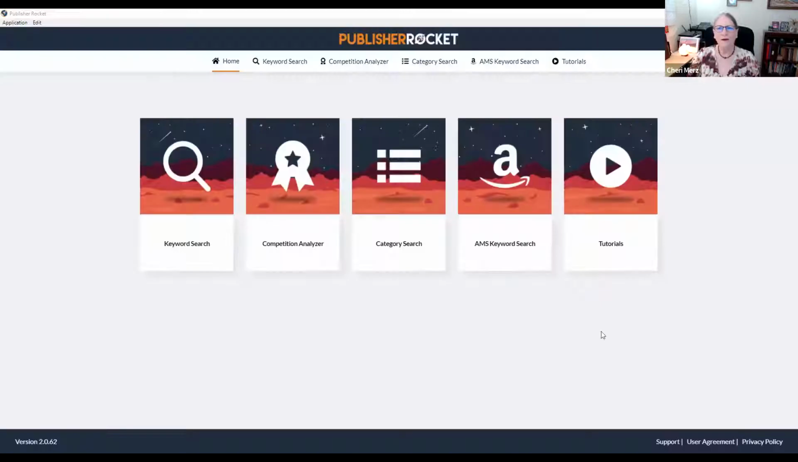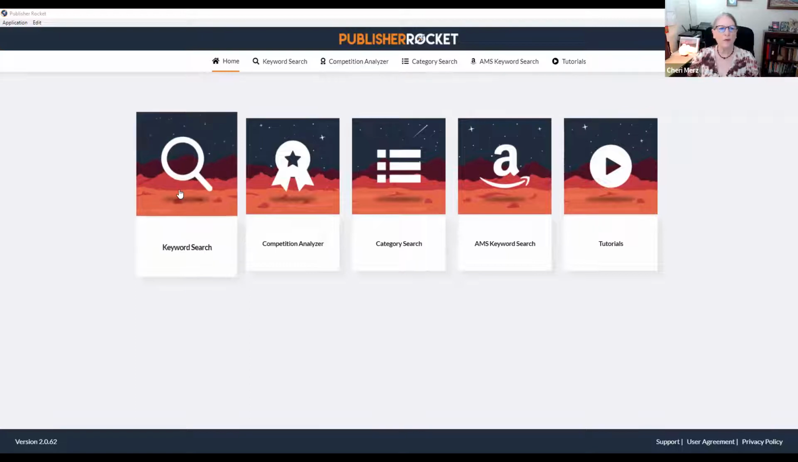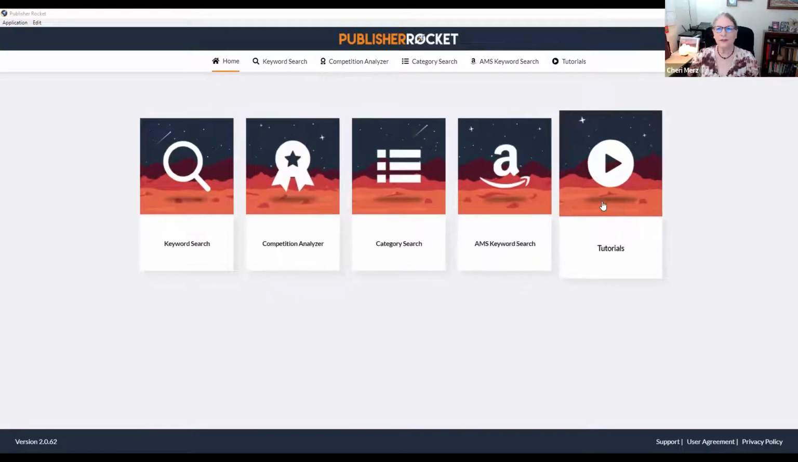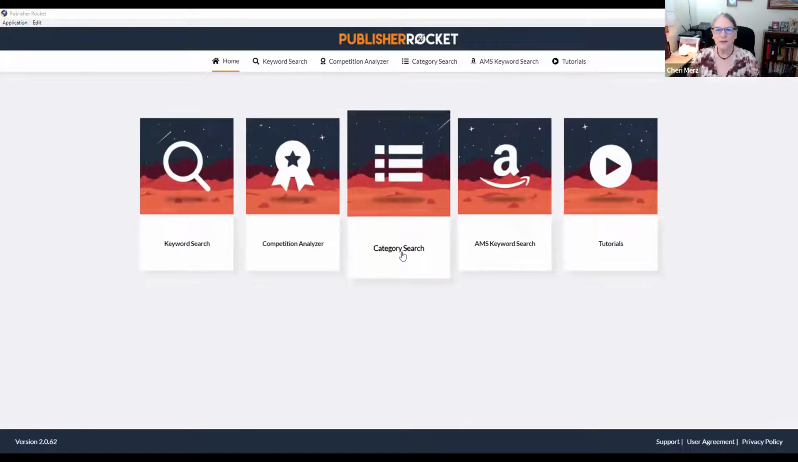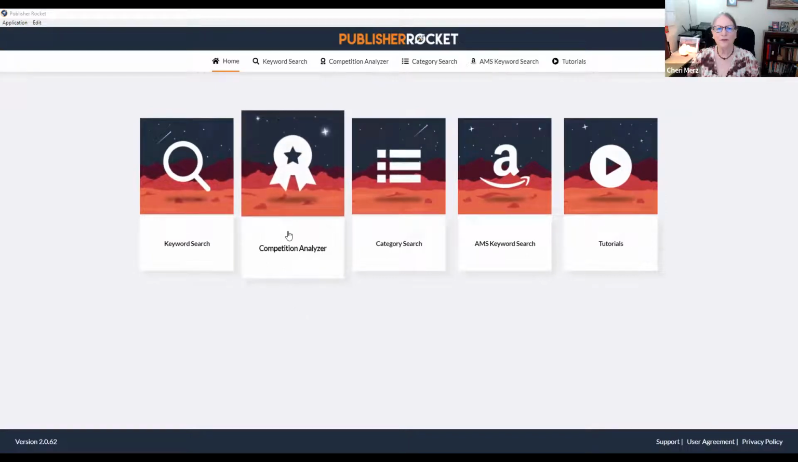All right, then. Here we are with the home screen of Publisher Rocket. And you can either use these menu items up at the top, or you can use these fun little things here, which I do because it's more fun. So you mentioned keyword search, and you mentioned category search, but I'm going to start with Competition Analyzer because this is a new feature.